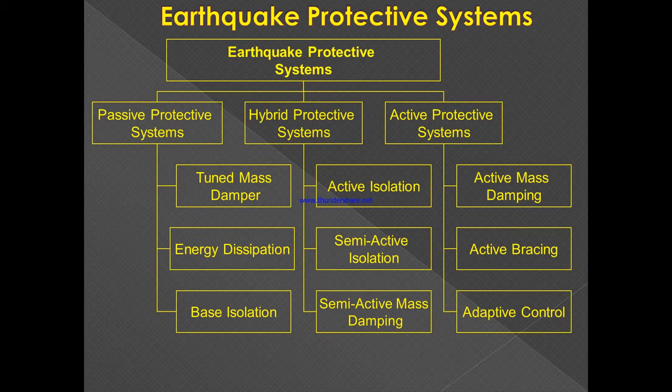Under passive protective systems, there are three parts. First is tuned mass damper, second is energy dissipation, and third is base isolation. Tuned mass damper, this type of protective system, is applicable for chimneys and water tanks types of structures, whereas energy dissipation can be applicable for dams and spillways. And the last one, base isolation, is the main topic which we will cover in this PPT today, and it is applicable for buildings. So let us concentrate on base isolation.